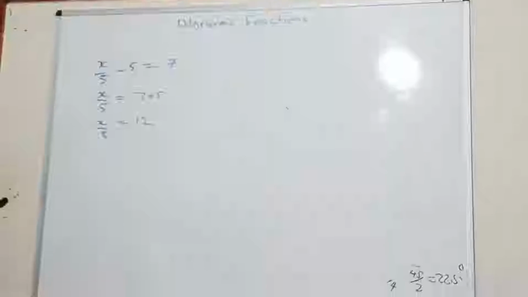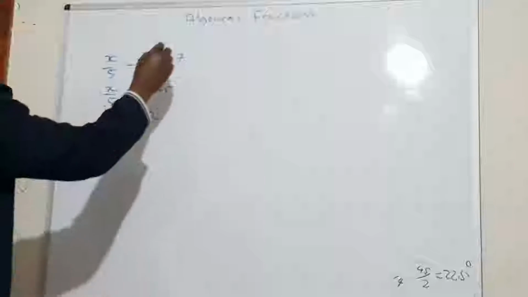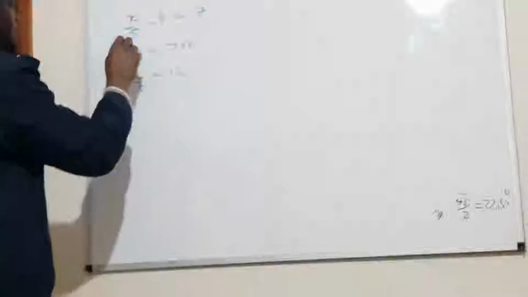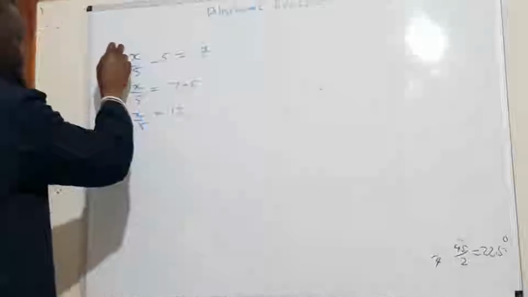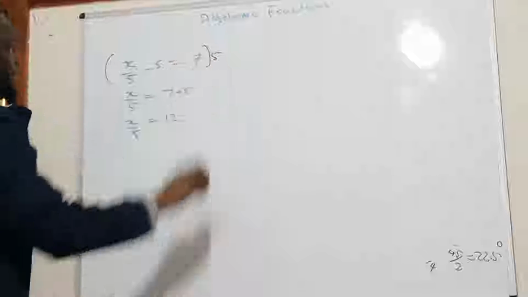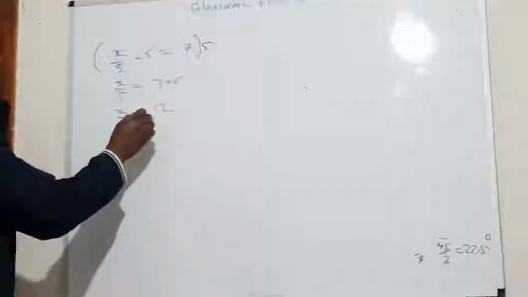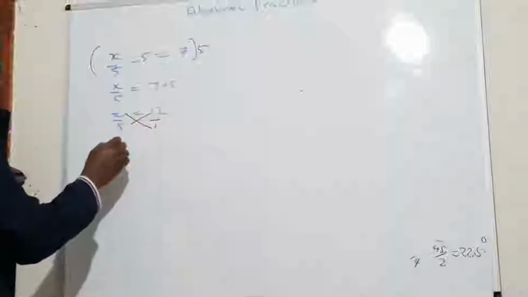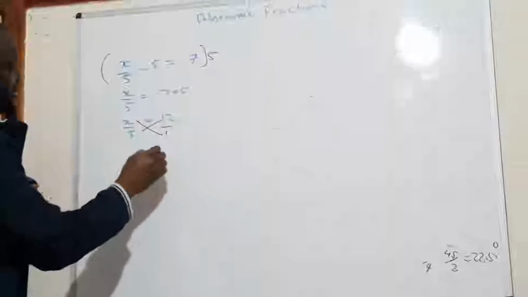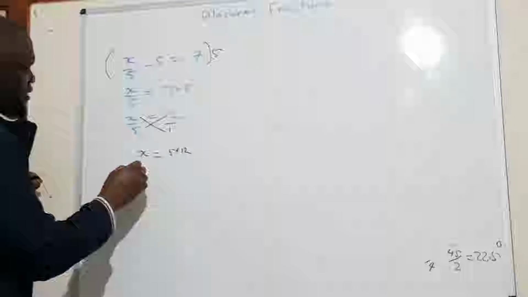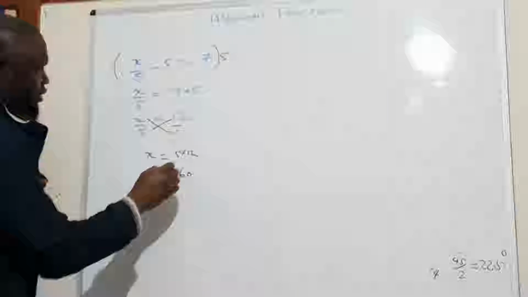Yes, both ways work. Even here, if you want, you can: 5 is the denominator, so you can eliminate the 5 by multiplying everything by 5. Or now we can cross multiply. x is equal to 5 times 12. x is equal to 60.